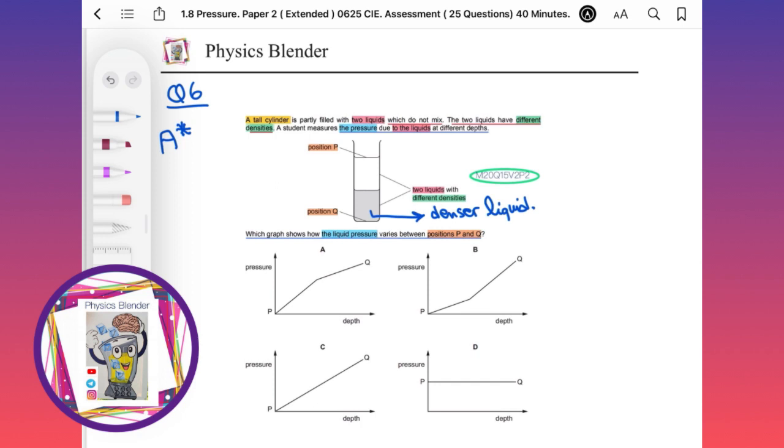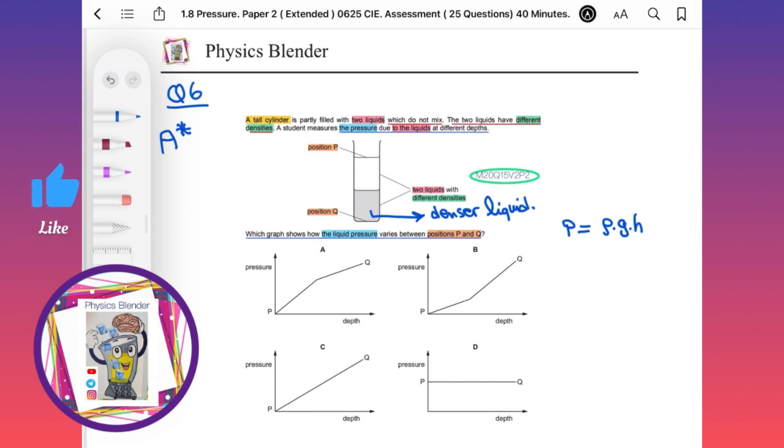First of all, you have to remember the factors affecting pressure due to liquid. Pressure due to a liquid column depends on the vertical depth of liquid and density of liquid. So pressure due to liquid depends on rho g h, density and depth. The graph we are representing tells a story. Here the story is discussing the relation between pressure and depth.